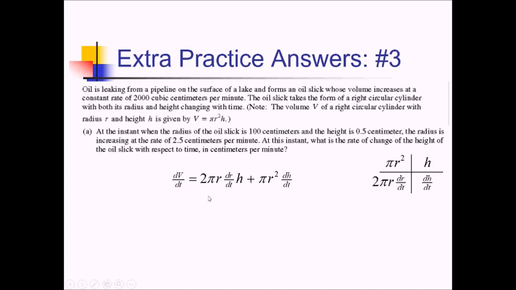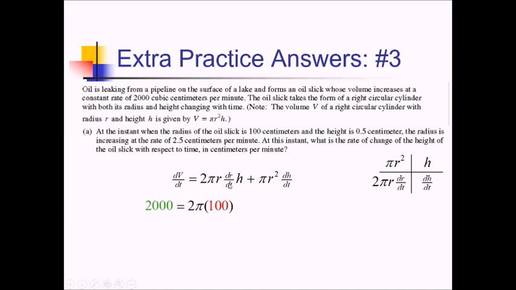And at this point, it's time to start plugging in what we know. So again, we're solving for dh over dt. That's the only thing that we don't have to plug anything in for at this point. So dv over dt, what's that going to be? Well, in the beginning of the problem, they said that our volume was increasing at a rate of 2,000. So that's 2,000 out there. R, well, they said the instant when the oil slick is 100 centimeters, the radius of the oil slick. So that's 100 for R.